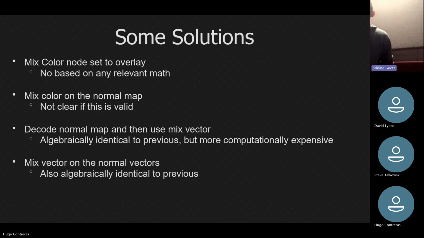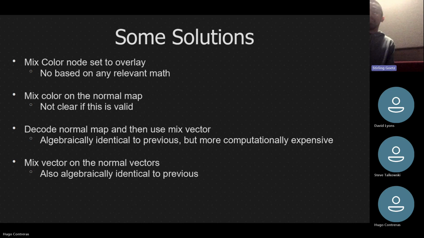So some solutions I've seen suggested: a mix color node set to overlay, or I think linear blend. I've seen some other things, but it's not really based on any relevant math. People just kind of suggest it. A mix color node on a normal map. I guess this is something that I just mentioned earlier. It's not really clear if this is a good solution. It's not inherently based on any of the math behind normal mapping.